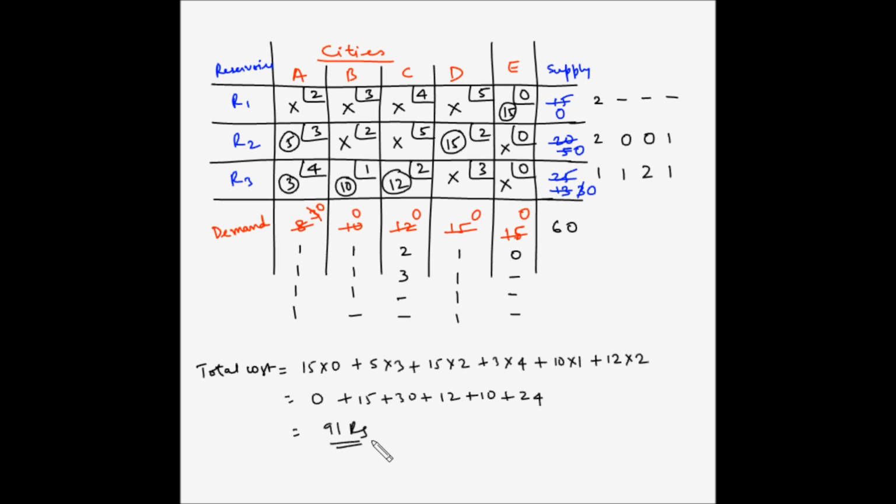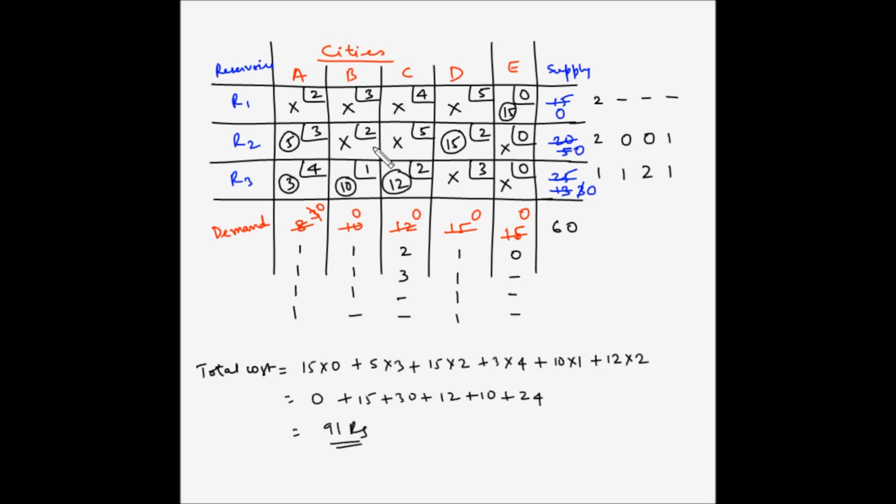rupees. So 91 rupees is the total cost of transportation based on the initial basic feasible solution that we have achieved using the Vogel's approximation method. So this is a feasible solution, which means that we can use these allocations to pump the water from these reservoirs to these cities without violating the supply and demand conditions.